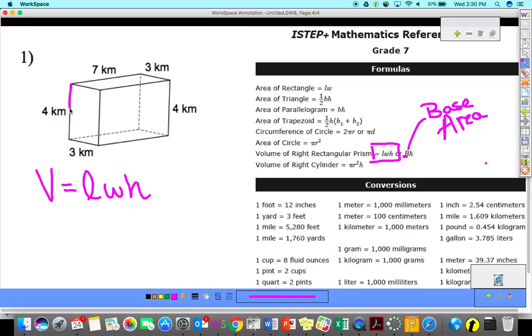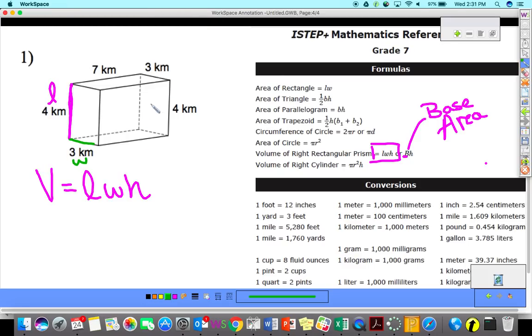So one of the sides of this shape is right here. Okay? So I'm going to go ahead and label that as an L. Another side of this shape is right here. Okay? We'll label that a W. Now the question is, what other measurement of this shape do I need?